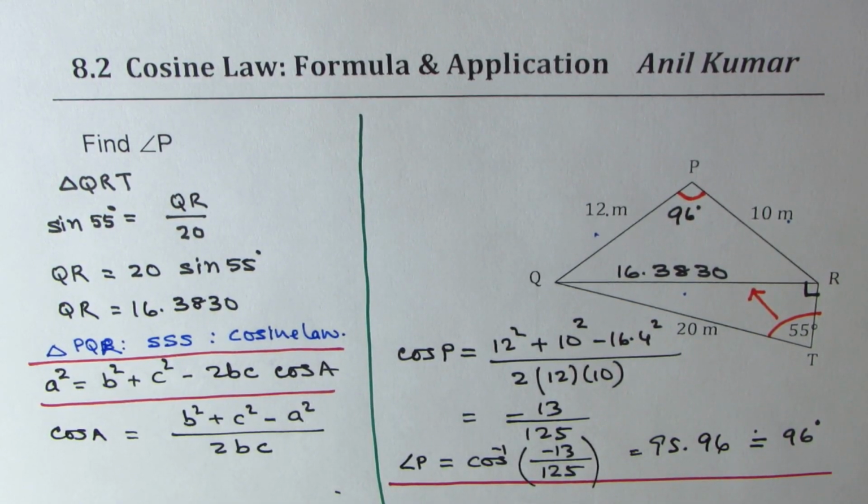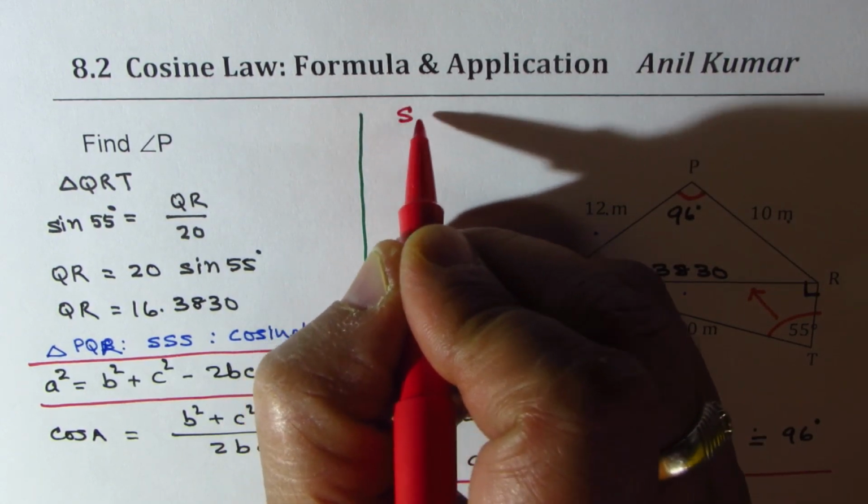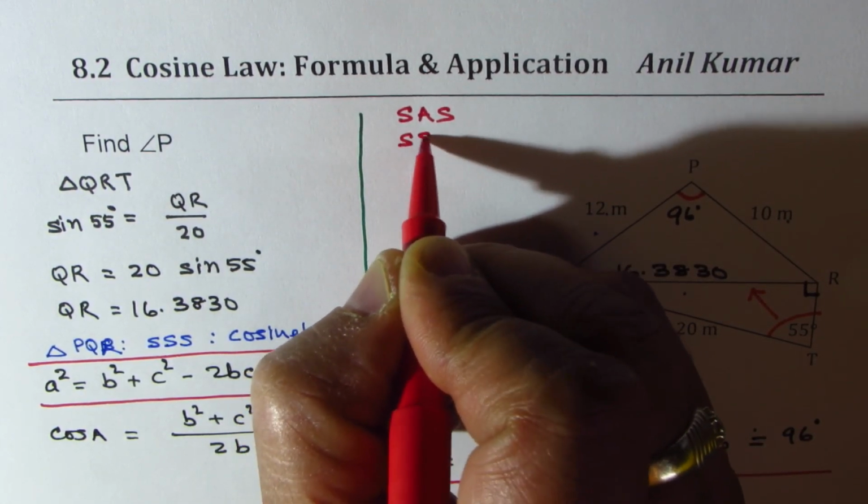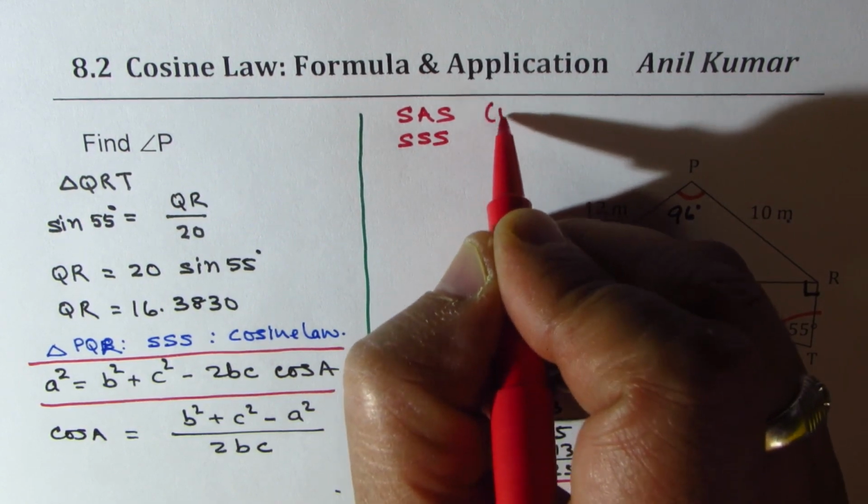So I hope that helps you to understand how we can derive the formula for cosine law and use it to solve triangles, basically two types of triangles, SAS and SSS. A is the included angle.